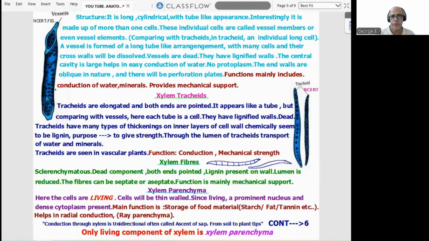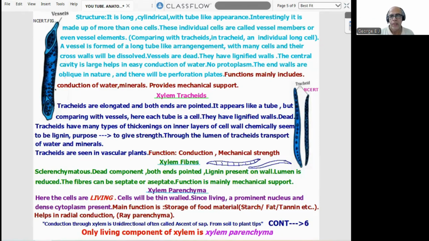Now the last component, xylem parenchyma. Here the cells are living. Cell will be thin walled. Since living, there will be a prominent nucleus and then cytoplasm. Main function is storage of food material. Which chemicals do they predominantly store? Starch is there, fat is there, tannin is there, all contain the letter T. So that way you can make a mnemonic. Starch, fat, tannins. It helps in radial conduction also, in conduction with secondary thickening.